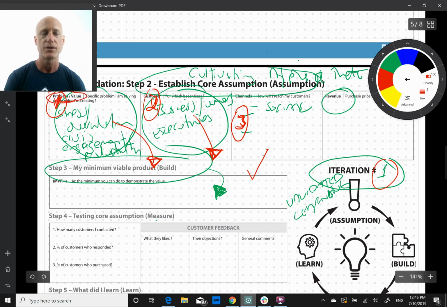it's the problem, like understanding clearly what we think the problem is. And this is our best guess. It's not about getting it perfect or getting it right. It's just what we understand and for which customer segment.